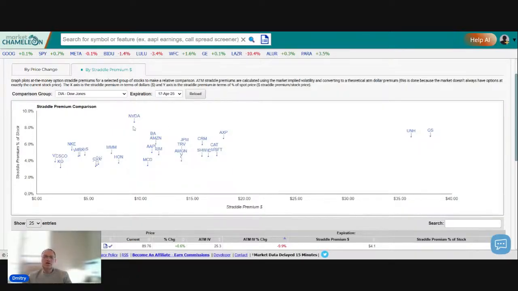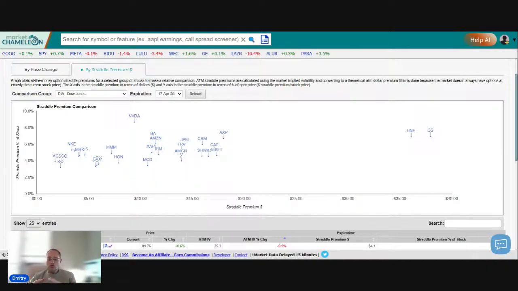You could see percent wise, NVIDIA is the highest straddle premium at 8.7%. The straddle is $9.39. The next one looks like Goldman Sachs at 6.9. Then you've got UNH close to that, 6.9. And the ones with the lowest premium are, let's say, McDonald's, 3.4%, Procter & Gamble over here, 3.8. So we could get a sense of these premiums within the April 17th expiration.